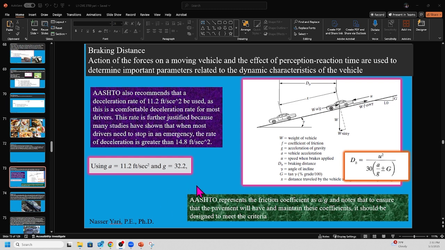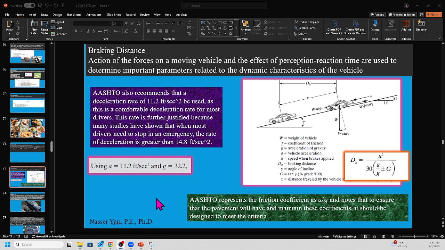Anyway, so when we look at this, AASHTO have come up with this formula: braking distance is equal to speed squared divided by 30 times A over G, which is basically the friction of the tire, plus or minus G. The deceleration rate is 11.2 feet per second squared. It's used because it's a very comfortable deceleration rate. However, in a case of emergency, people do a deceleration rate greater than about 14.8 feet per second squared.